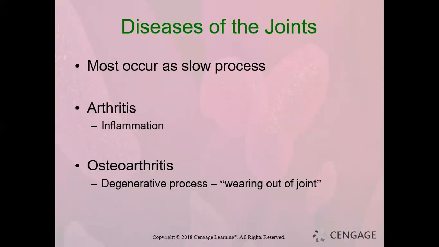When you have diseases of the joints, most of them occur as a slow process. If you think about it, diseases of the bones and the joints aren't going to happen overnight typically. Think about arthritis. Typically that's something that happens in older adults, and it's due to inflammation in our joints, and inflammation is swelling of those joints, and that's why they give them anti-inflammatories. For arthritis, osteoarthritis is a degenerative process, or what we call wearing out of the joint.